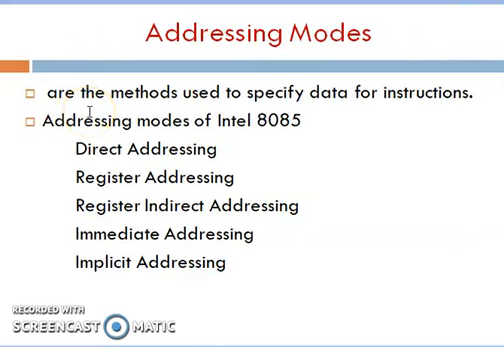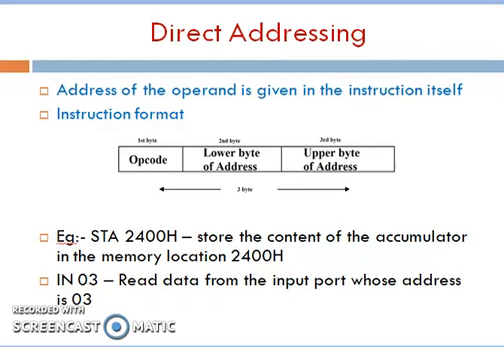According to the method used for specifying the data for the instruction, there can be different addressing methods: direct addressing, register addressing, register indirect addressing, immediate addressing, and implicit addressing. We can see them one by one.